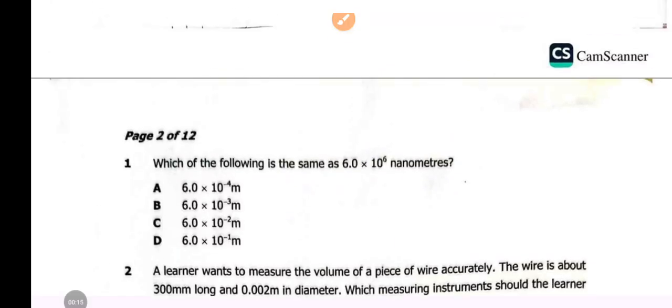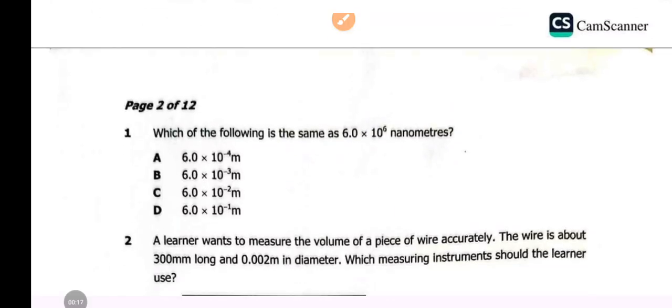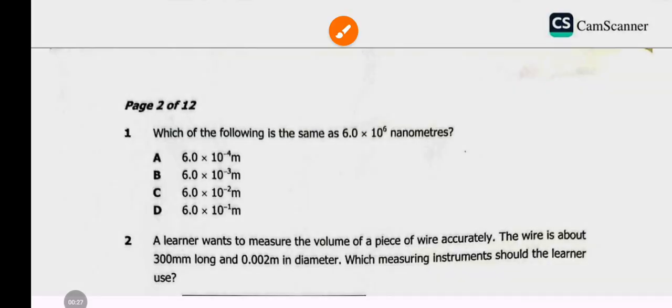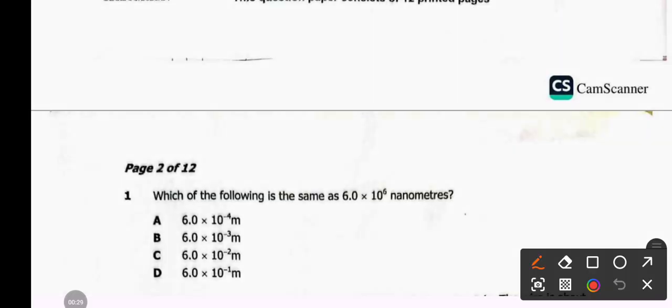nanometer? Alright, what you should know here is that a nanometer is a prefix, and it is a short way of representing a number that is raised to 10 to the power of negative 9.